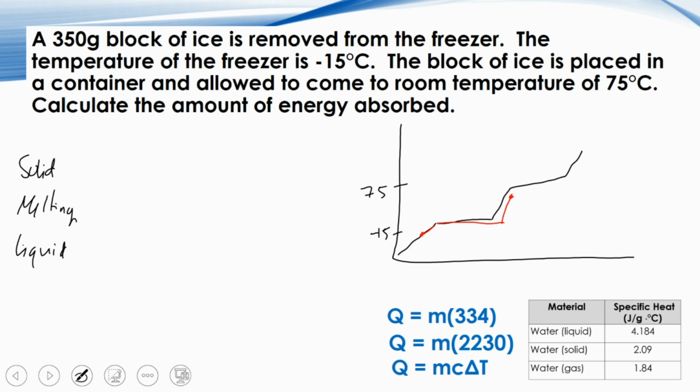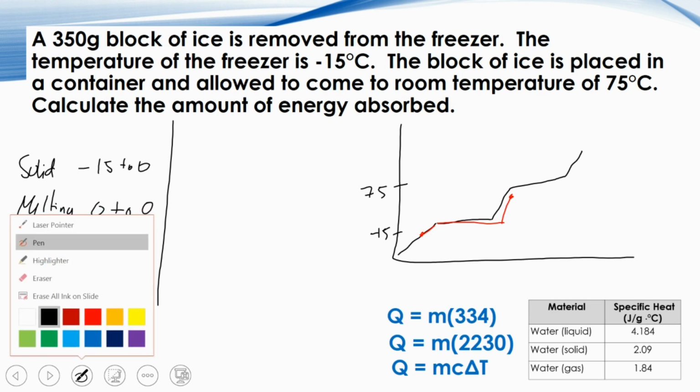And just like before, I want us to think about the different sections as your own little equation. So for solid, we are going to go from negative 15 to 0. Through melting, there's no change in temperature, just like we learned previously. And for liquid, it's from 0 all the way to 75 degrees. So what we are going to do here is we're going to use the correct or the corresponding equation. So I'm going to do it in a different color.